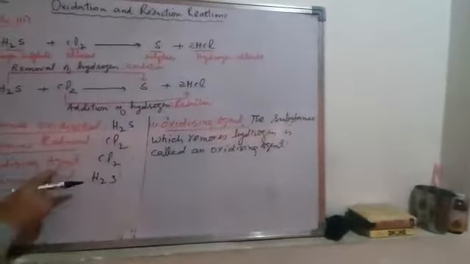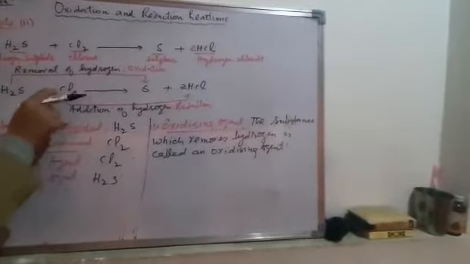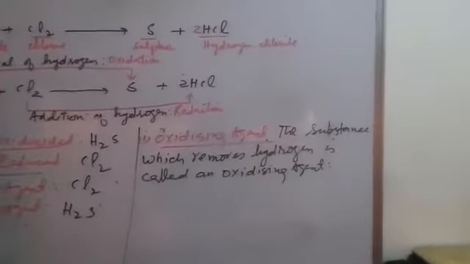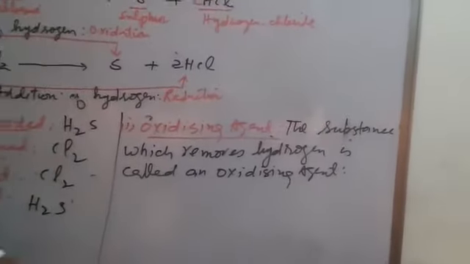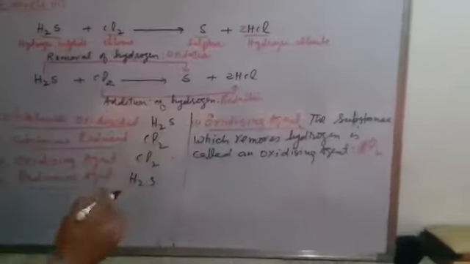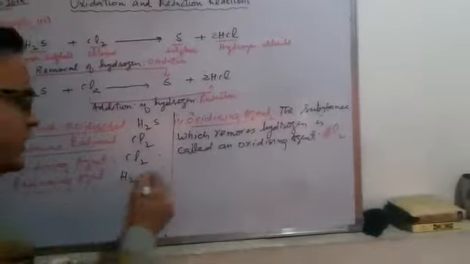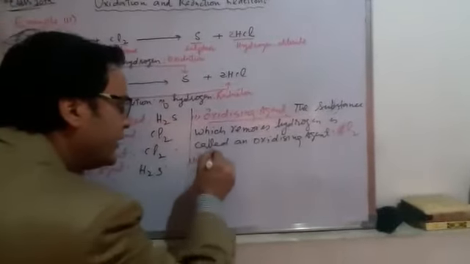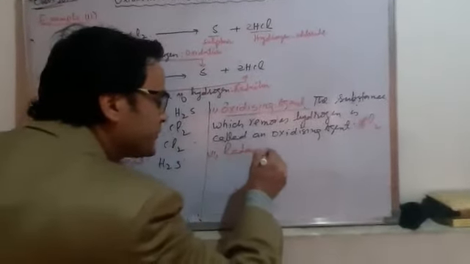So here the oxidizing agent is Cl2, because Cl2 is responsible to remove hydrogen from H2S. This is H2, this is Cl2. Cl2 is the oxidizing agent. And now the reducing agent, I can define it.